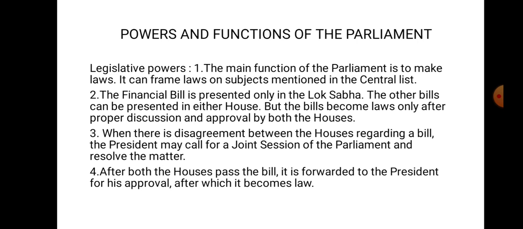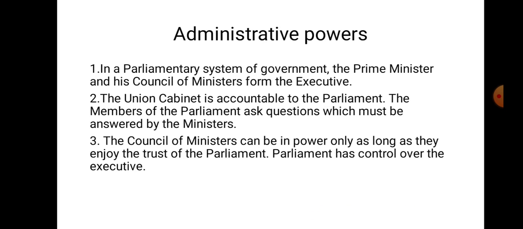Fourthly, after both the houses pass the bill, it is sent to the president for his approval. The president has to put the signature. Once the president puts the signature, it is no more called a bill. It becomes a law, and the law is applicable for the whole nation. Whatever laws are made by the parliament have to be obeyed and respected by the citizens of the nation.